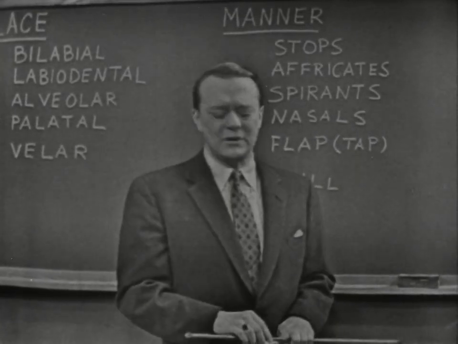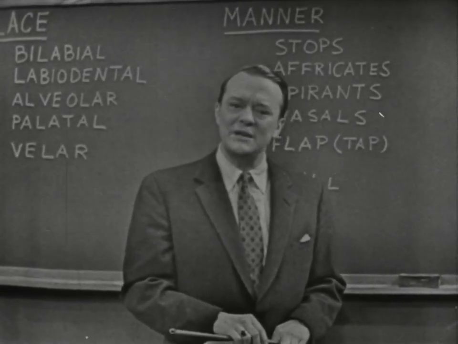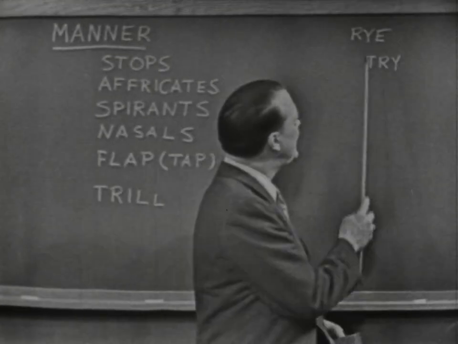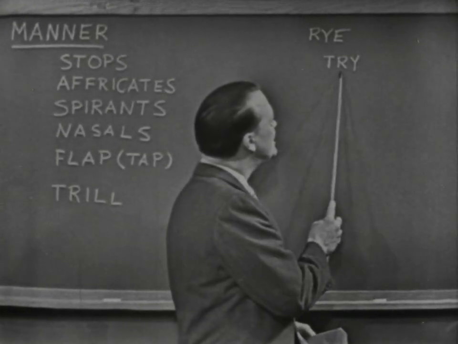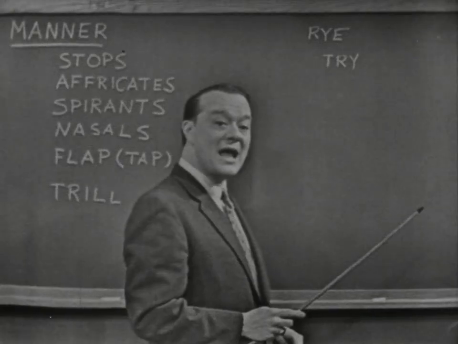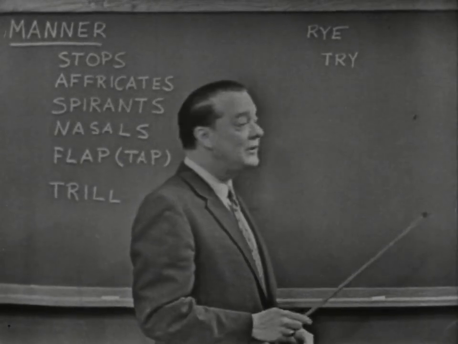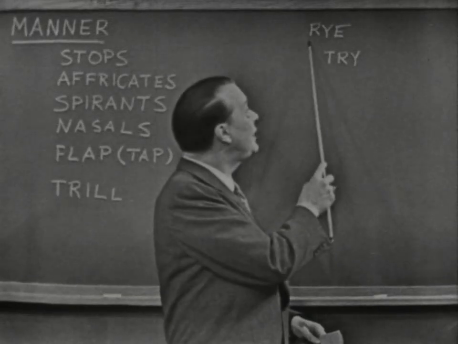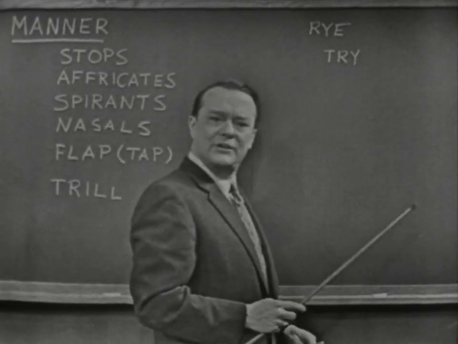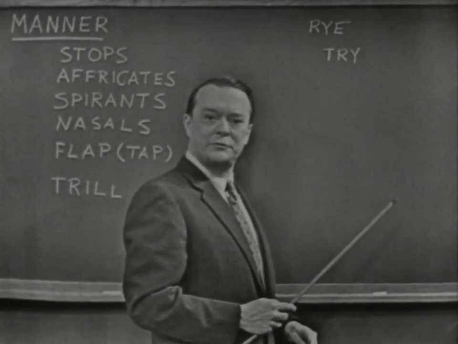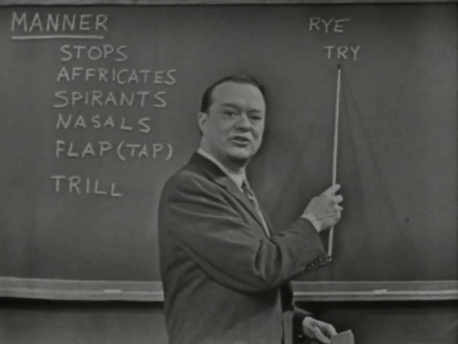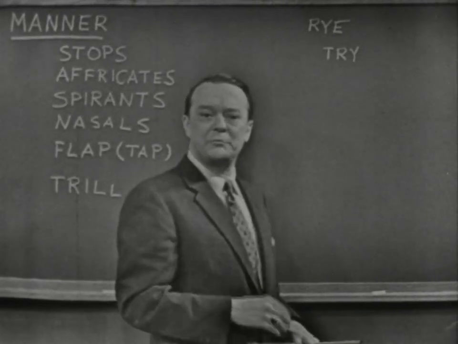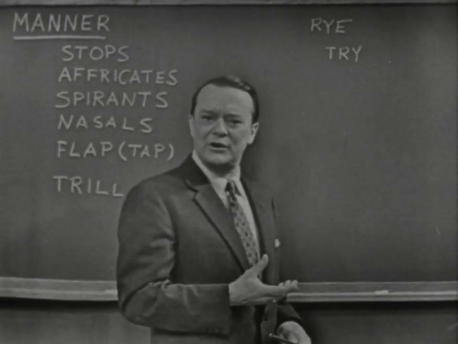For instance, have you ever noticed the real difference between the first sound in rye and the R sound, the second sound in try? Well, there's a lot of difference there if you listen. Listen again. Rye and try. This sound, the sound in rye, is a fully voiced sort of spirant. But the sound in try is a voiceless spirant with a tremendous amount of friction noise on it. Listen again.